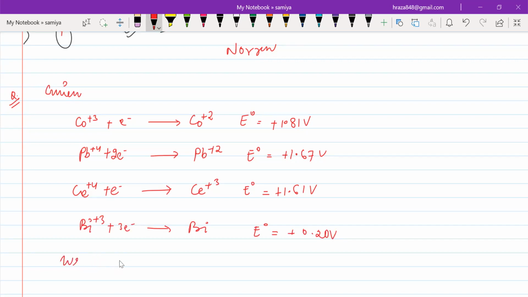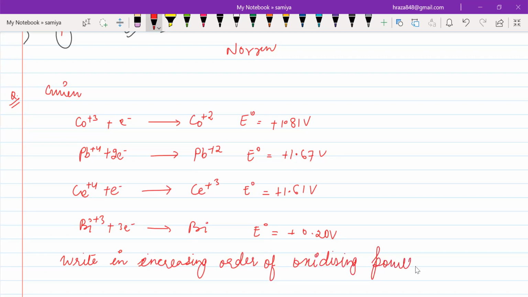Write in increasing order of oxidizing power. You need to write it in increasing order of oxidizing power. There is only one concept. Please do this.